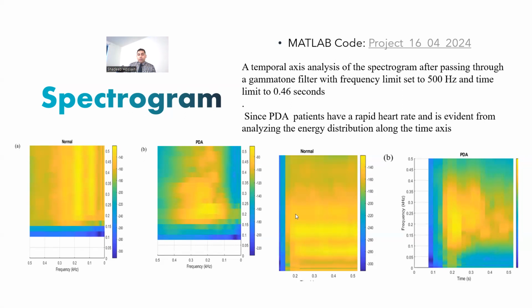And this is for a normal patient as a function of time. So this one is a function of time, and this is a function of frequency. This is the time axis, and here, this is the time axis, and this is the frequency.